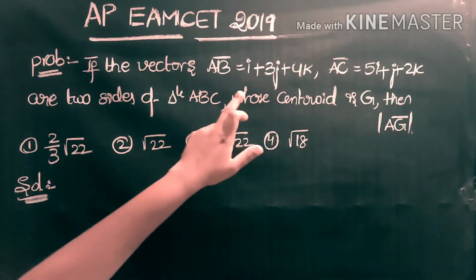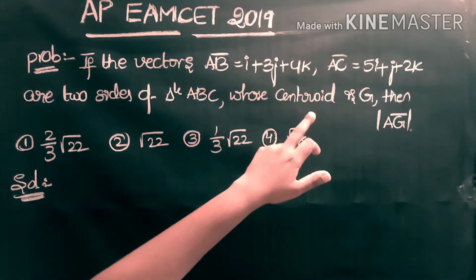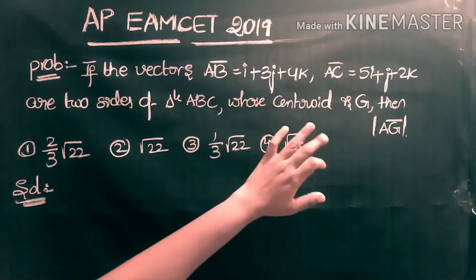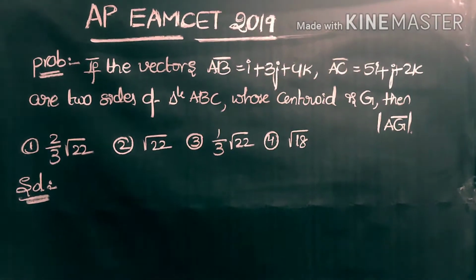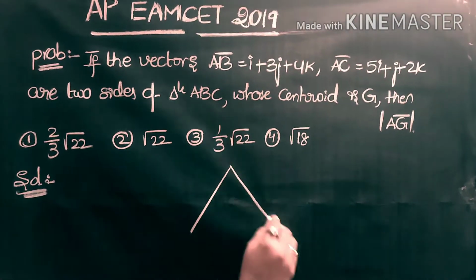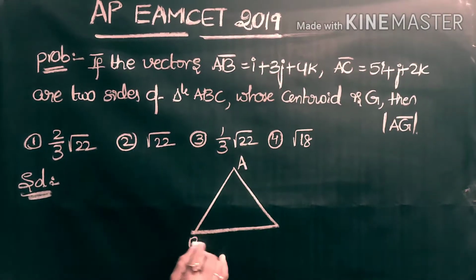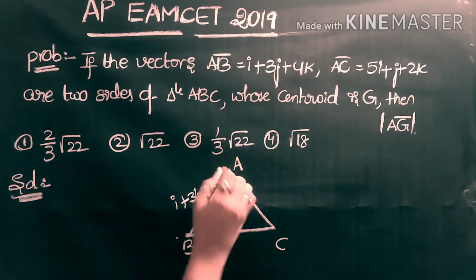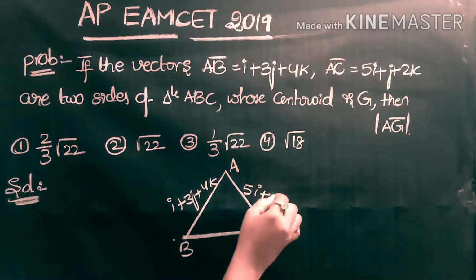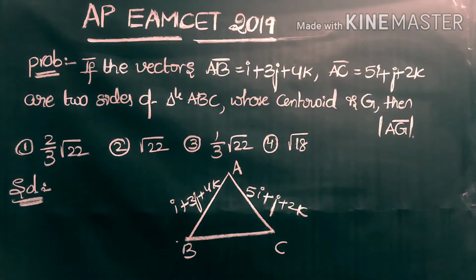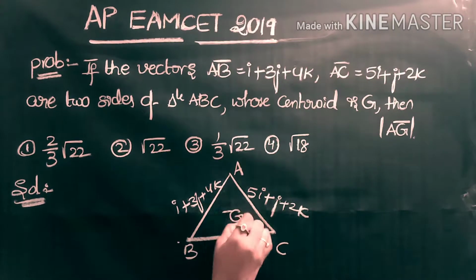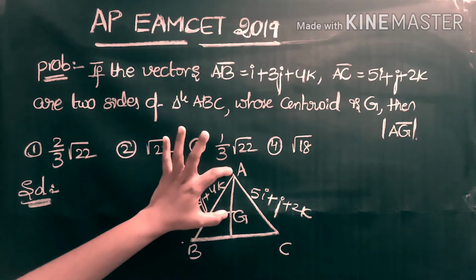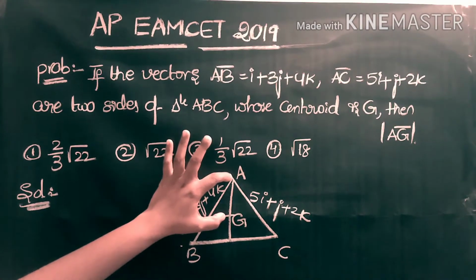If the vectors AB = i + 3j + 4k and AC = 5i + j + 2k are two sides of a triangle ABC whose centroid is G, then what is the magnitude of AG? So a triangle ABC is given, and also AB = i + 3j + 4k and AC = 5i + j + 2k, and the centroid of this triangle is G. We want the length of this part AG, that is the given question.